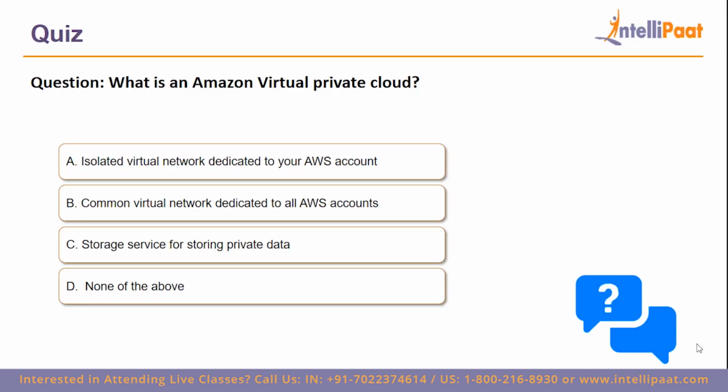Alright guys, so now it's time for a short quiz. The question is, what is an Amazon Virtual Private Cloud? Your options are: option A, an isolated virtual network dedicated to your AWS account; option B, a common virtual network dedicated to all AWS accounts; option C, storage service for storing private data; and option D, none of the mentioned above. If you know the answer to this question, then do leave a comment in the comment section below to know if you're correct.